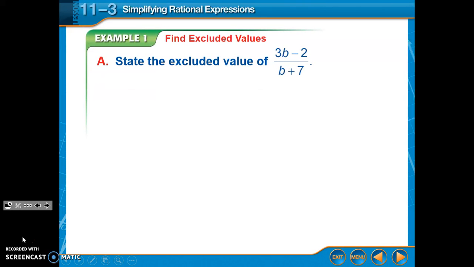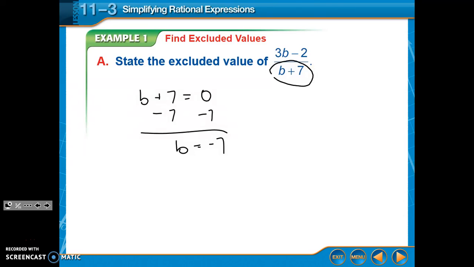Okay, so we're going to continue by looking at excluded values. So the things that are outside of the domain, the things that make this not defined, right? So we cannot divide by 0. So we're still looking to see what makes our denominator 0, and that's going to be our excluded value. So what makes b plus 7 equal to 0? It's going to be negative 7. Okay, so my excluded value here is just x equals negative 7. Or, sorry, in this case, b. b can't be negative 7.